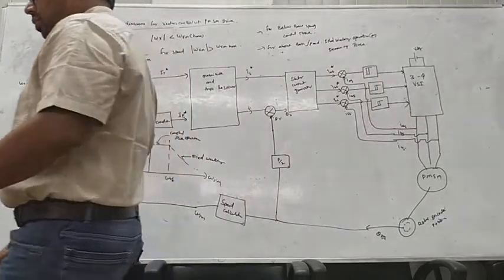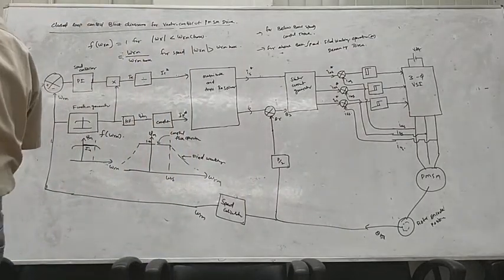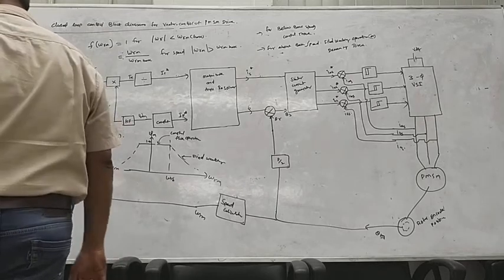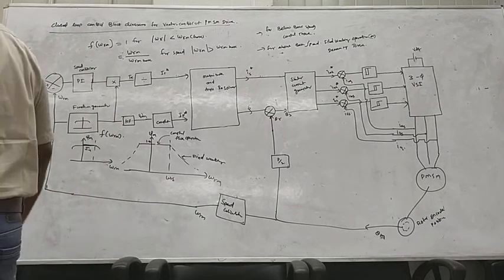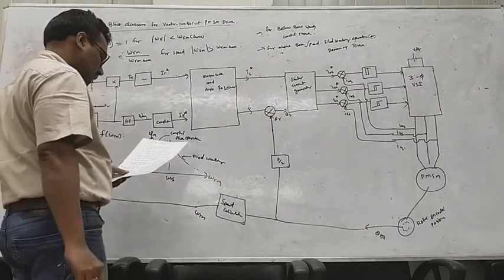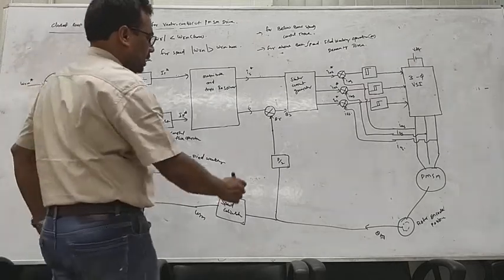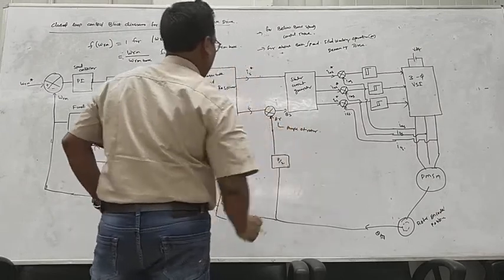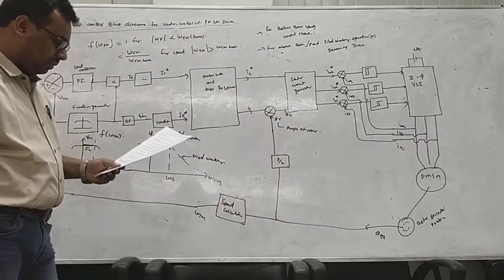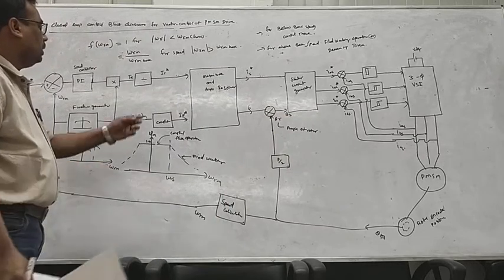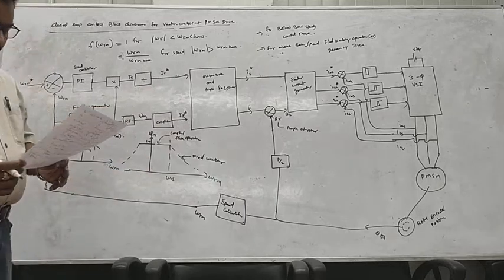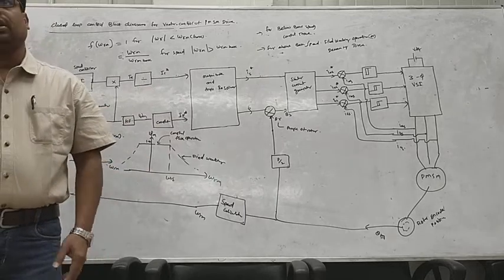This is the closed loop speed control block diagram for vector control of the permanent magnet synchronous motor drive. So this is theta r. This theta r is the angle of the rotor. So these are the current component, field component, and torque component. Okay. So this is about the vector control concept.